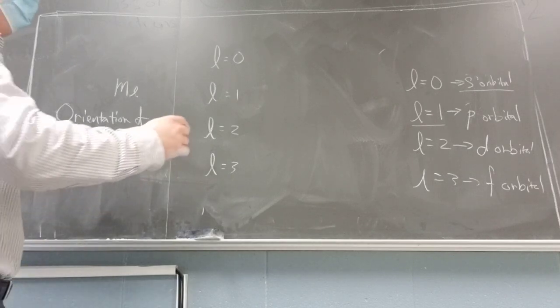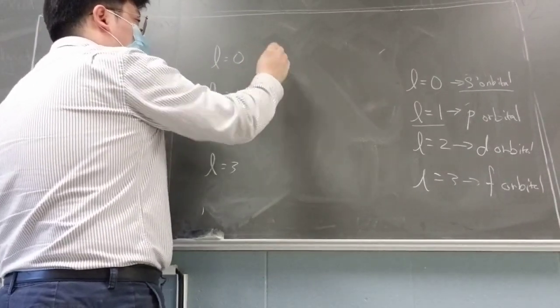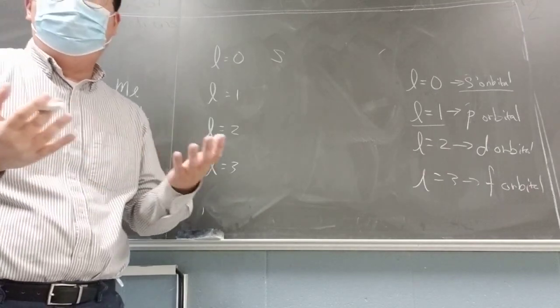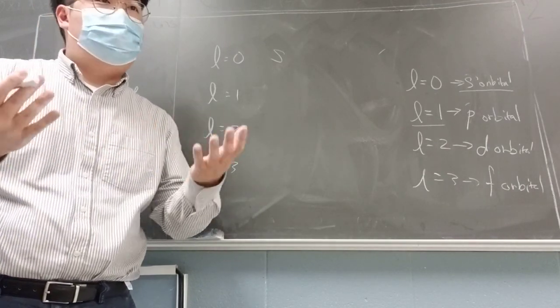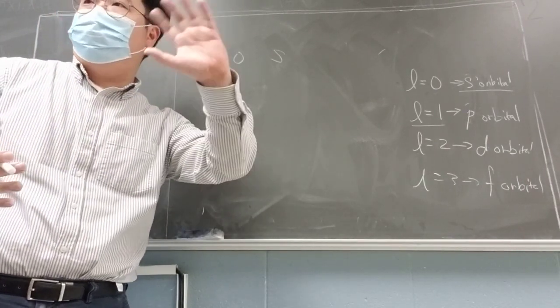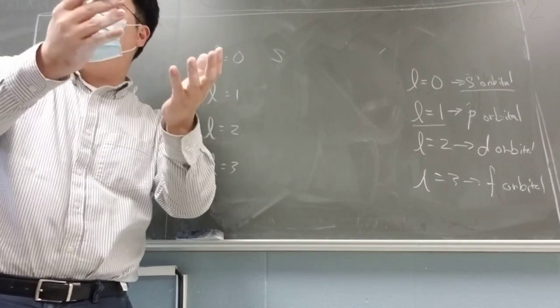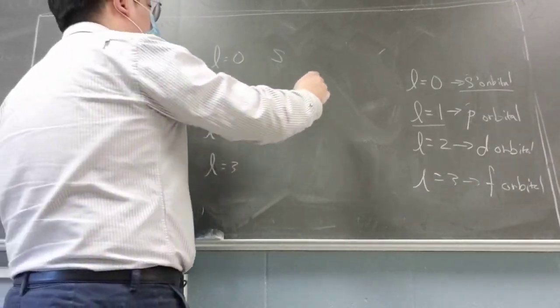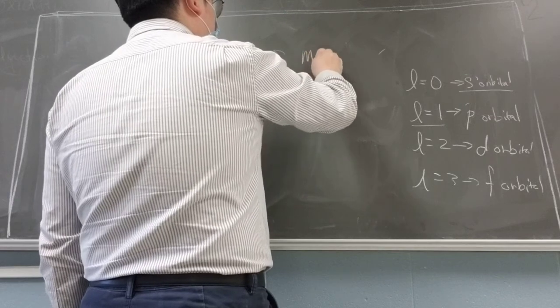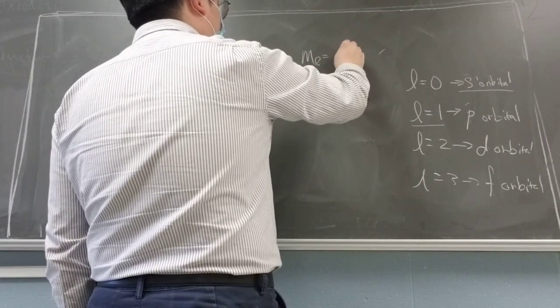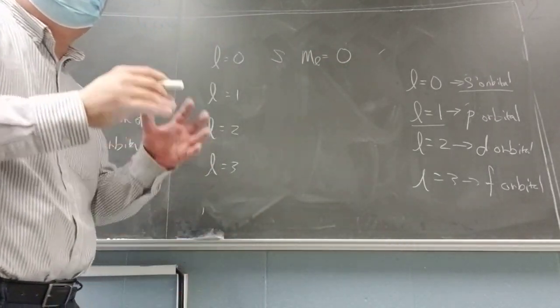So, obviously, whenever you have an s orbital, which is a spherical shape, it shouldn't have any orientation, because however you put the sphere, it's just a sphere, right? There's no directional point there. So that's why your ML is just 0, because it's just a sphere there.